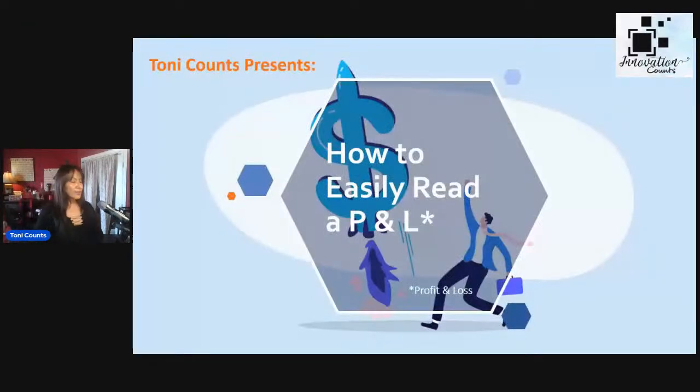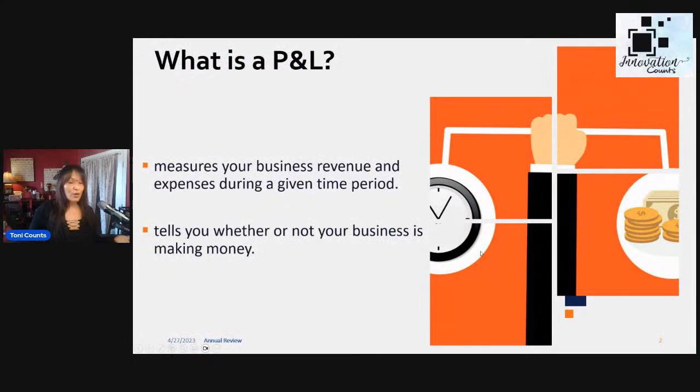And we are sharing. So this demonstration is how to easily read a profit and loss statement. First of all, what is a profit and loss statement? A profit and loss statement, commonly referred to as a P&L, measures your business revenue and expenses during a given time period. And it also will tell you whether or not your business is making money. So these are important things to know if you're a business owner or if you are having dreams or aspirations of becoming a business owner. This is an important document to know and understand so that you can successfully run your business.